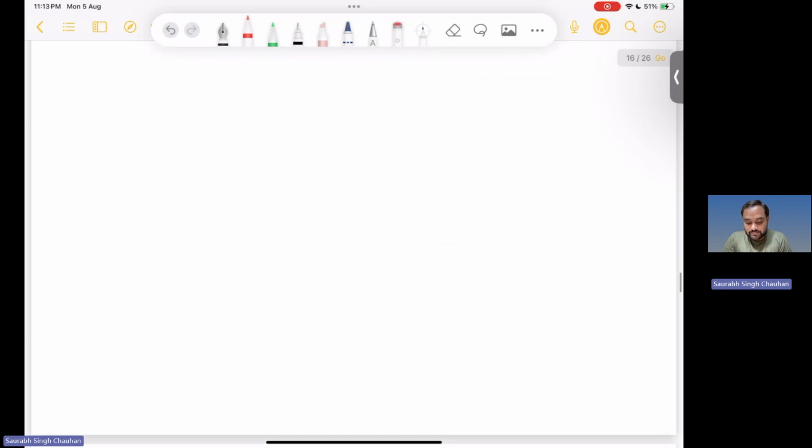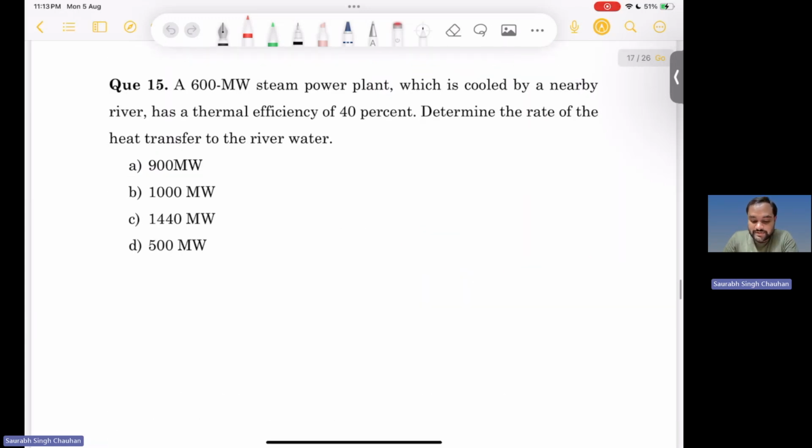So we will move to the next question. Question number 15. It says that there is a 600 megawatt steam power plant which is cooled by a nearby river that has thermal efficiency of 40%. Okay, so this steam power plant has a thermal efficiency of 40%. We have to tell the rate of heat transfer to the river.